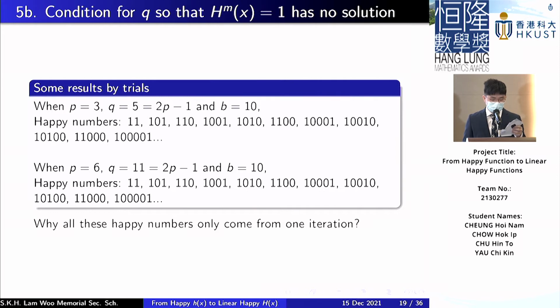While we were trying different values of p, q, and b, we found that for these particular values, the happy numbers are only those shown on the screen, with a special pattern. Obviously, the small hx is 2, so this makes them happy numbers by one iteration. But why are there no happy numbers by 2 or more iterations? We want to find out the reason, and under what condition there is no happy number by 2 or more iterations.